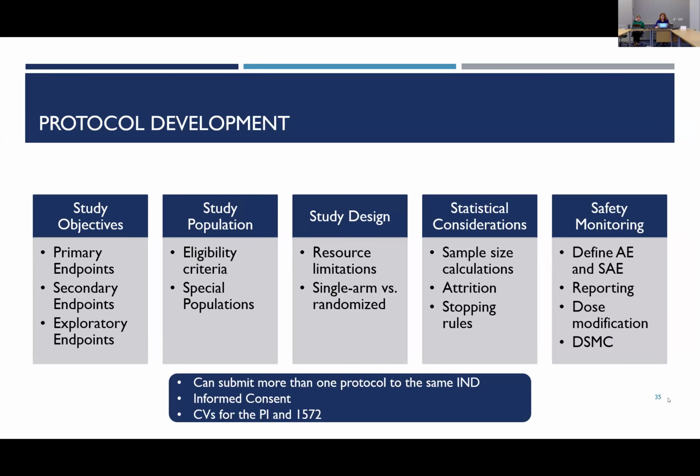Statistical considerations. This is, again, an important piece of the protocol because there will be statistician reviewers of the application when it goes in. And so they want to see this justification statistically of why you have decided to enroll that number of patients. Of course, you want to account for attrition rates. You want to be very clear in the stopping rules as well. Have scientific justification and be able to account for both the individual stopping rules as well as the whole study stopping rules.